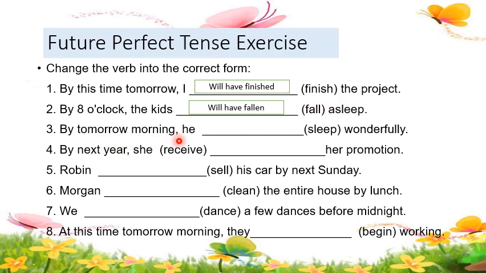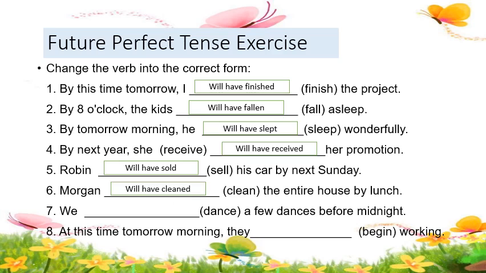By tomorrow morning, he dash sleep wonderfully. So the answer is will have slept. By next year, she will have received her promotion. Robin will have sold his car by next Sunday. Morgan will have cleaned the entire house by lunch.